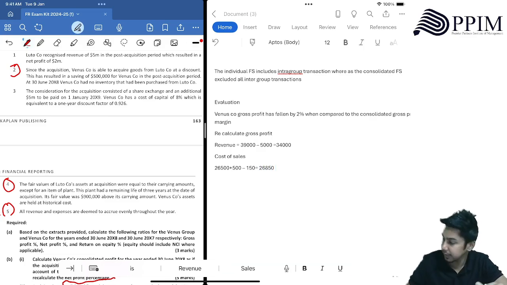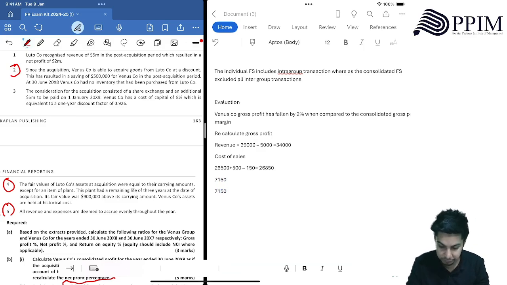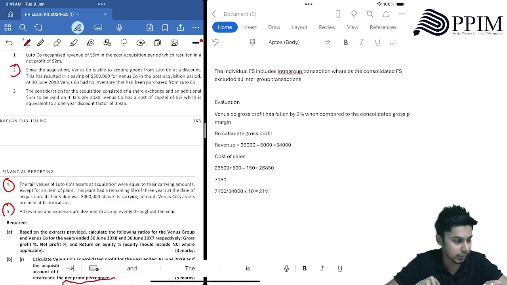Okay. Now, guys, can you check and see what's the new gross profit in that case? 34 million minus 26,850. 7,150. No, guys. Yeah, 7,150. Okay. Now, guys, can you recalculate 7,150 divided by 34,000 into 100? 21%. Yes, very close to the earlier answer, but anyway, 21% is the answer.